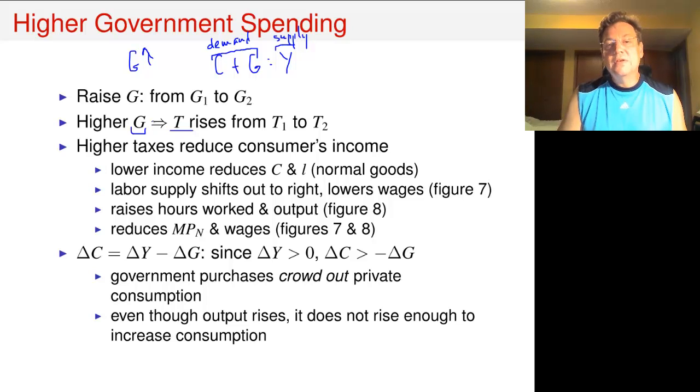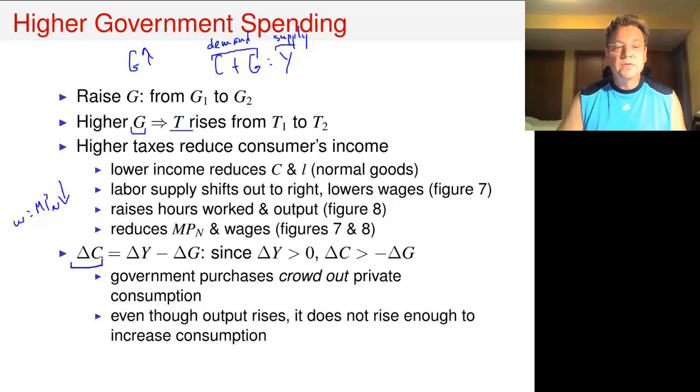But government spending itself has had no effect on the position of the production function. So higher labor and higher output implies that the marginal product of labor falls. And because we know that the wage equals the marginal product, we have that the wage will end up falling in equilibrium.